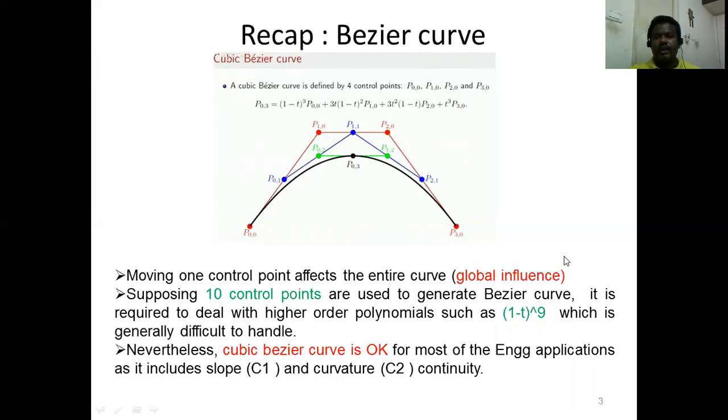The starting point and ending point will be lying on the curve itself, and the other 2 points will be away from the curve, and these influence the shape of the curve. Now what you are seeing is the Bezier curve definition, and this expression we have discussed in the last class. Now the problem with the Bezier curve is, if I want to generate a curve with 10 control points, the order of the curve is going to be 10 minus 1, that is 9.